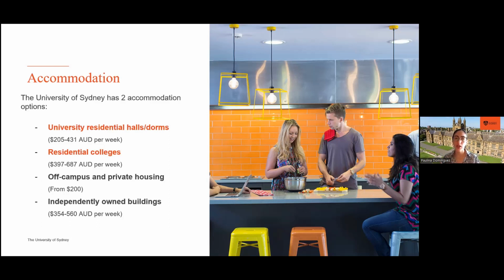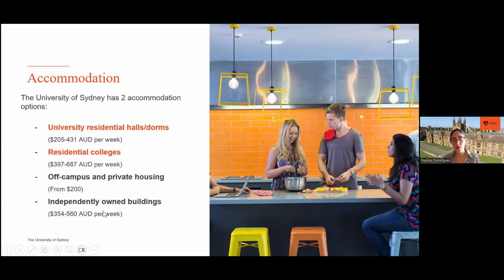For some of the residential halls, dorms, and colleges, the minimum stay will be 1 year, but for some others, it can be probably 6 months. So it's very important that you start doing your research about accommodation in advance, because we tend to run out of rooms quite quickly. So if you are interested in starting your studies in 2024, for example, I suggest that you start looking for accommodation now, because it tends to get quite busy.